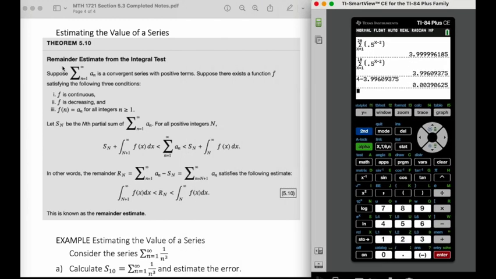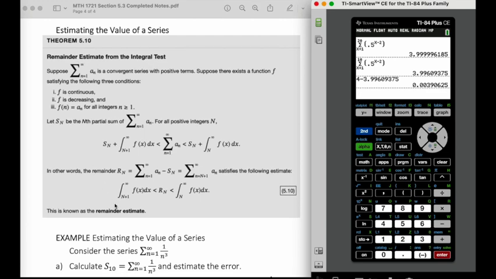So this remainder estimate from the integral test, this theorem tells us we can estimate the error even if we don't know what the exact value of the series is, by using the integral from whatever n we pick. If we were choosing n is 10 and we only go out to a partial sum of 10, we would put 10 here. We go from 10 to infinity, and we would know that that remainder is going to be less than this integral. So this is a way we can estimate the error if we don't know the exact value to subtract.